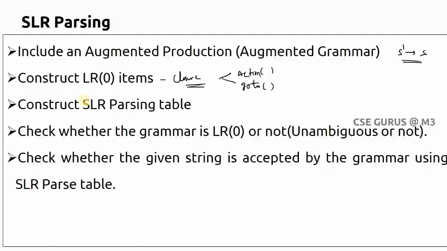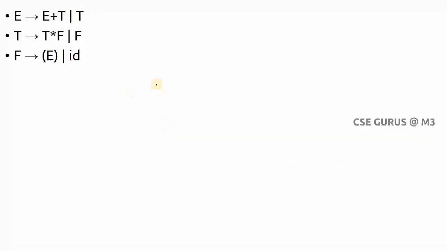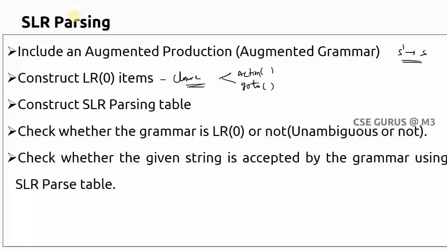First we'll go for including the augmented production, then constructing, one by one. We'll take an example. Here you can see I've taken this grammar: E tends to E plus T slash T, T tends to T star F slash F, F tends to open brace E close brace slash ID. What is the first step here? It is to include an augmented production. And one more thing to observe: is there any need to check for left recursion and left factoring?